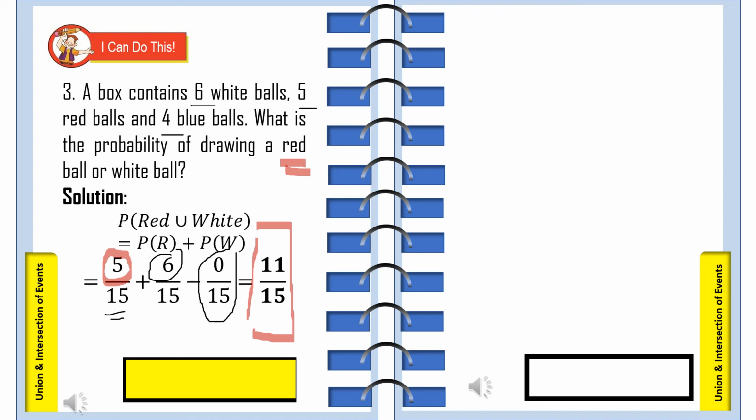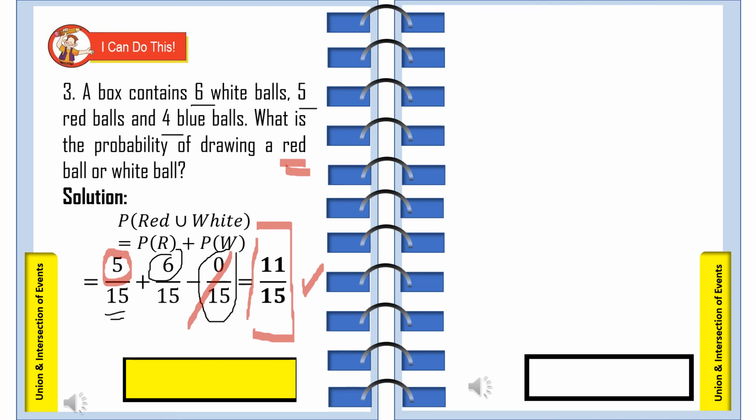So, again, kaya ito, pwedeng wala na yan talaga, kasi nga, wala namang nangyaring intersection between the two events. Yun yung pagkuha ng red at saka ng white ball. So, wala namang ball na red and white ang kulay. Okay? So, gano'n na siya. Okay, good. So, I hope tumama kayo dyan.